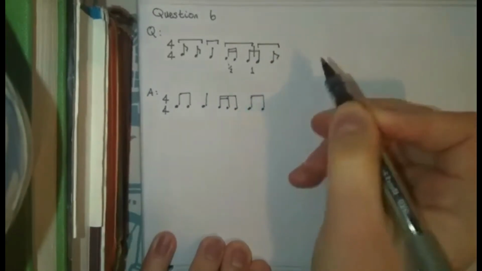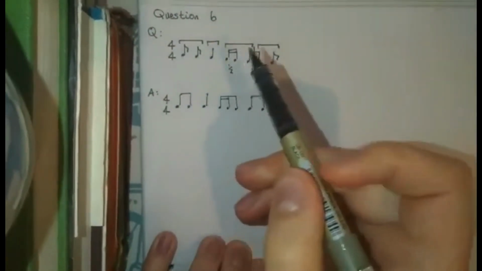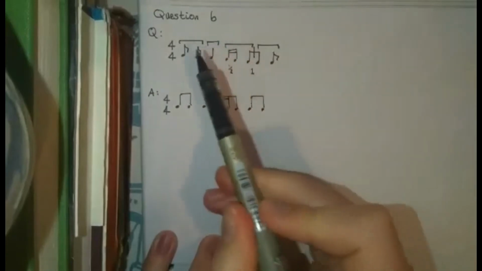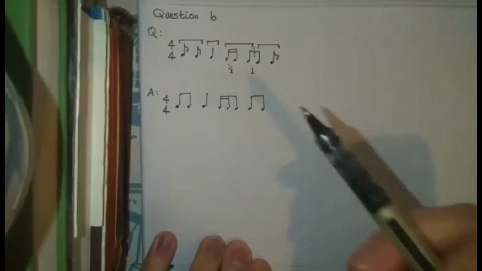I've done this on plain paper so you can see you don't need manuscript paper to complete these questions. The notes don't matter. So give yourself a point for every beat you got right. It should be 4 points in total for this question.